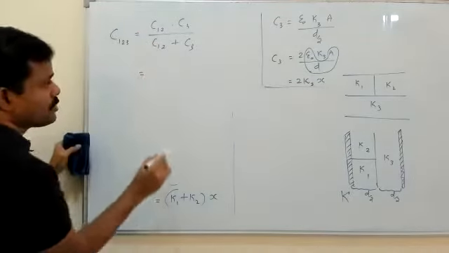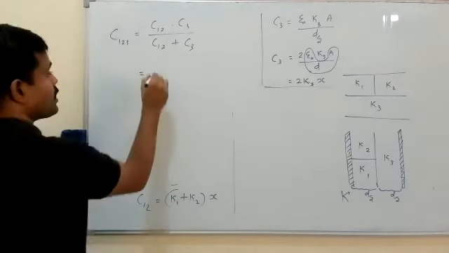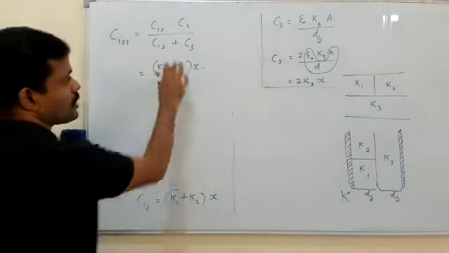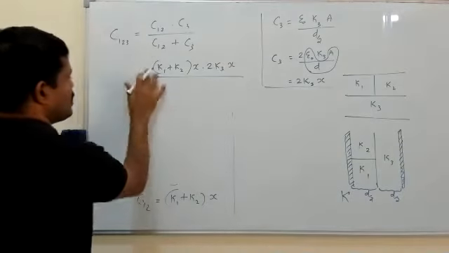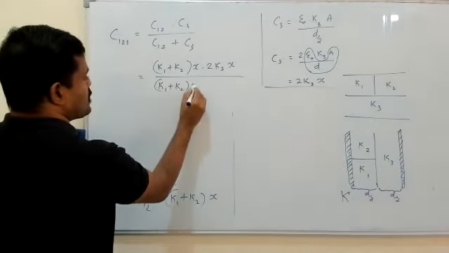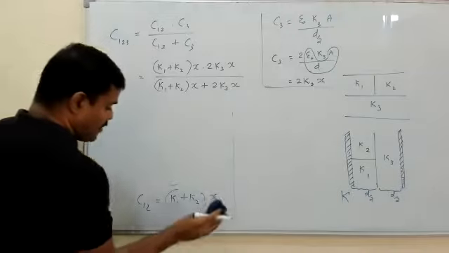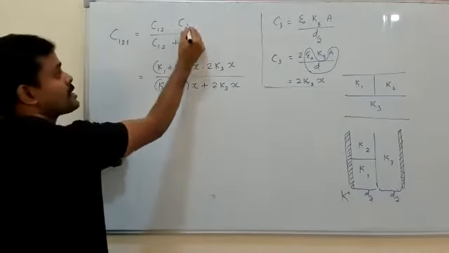What is this? C12, where is C12? This is C12, right? K1 plus K2 into X, and what is C3? 2K3 into X. Divided by K1 plus K2 into X plus 2K3X, right? So what have I done now? I've just taken C12 into C3 by C12 plus C3.